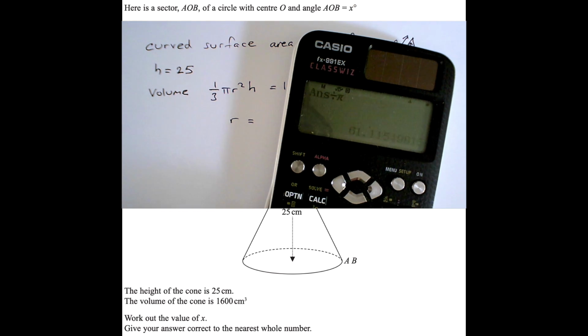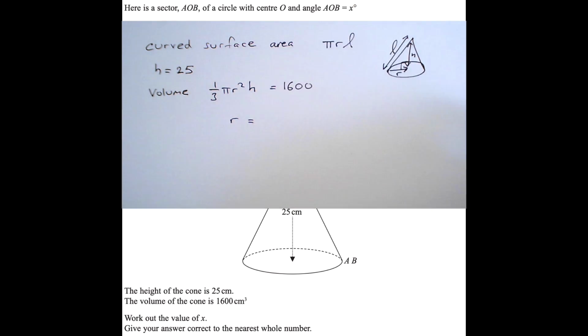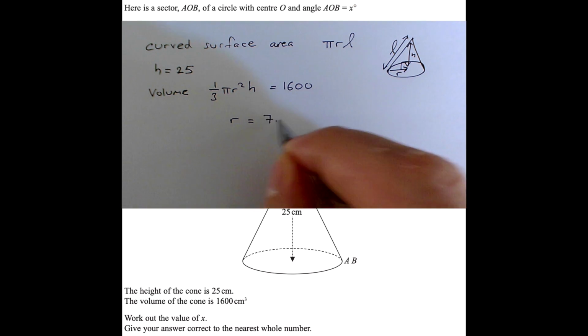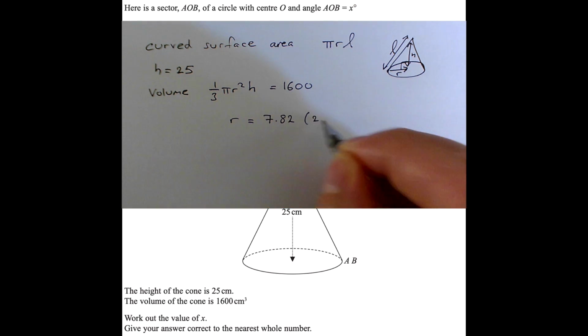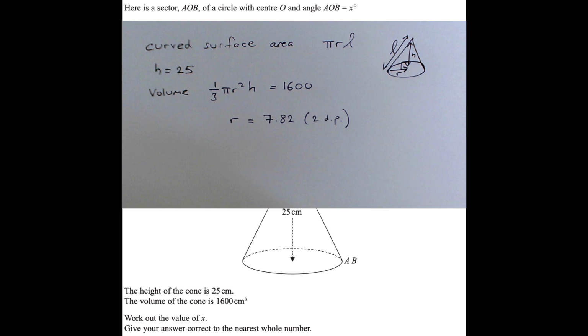Of course I could be writing this all down, perhaps I should be, but it's easy enough to see what we're trying to explain to the examiner. I'm trying to find the radius. I think the radius is 7.82 to 2 decimal places, but of course I'm going to keep these numbers as exact as I can in the memory of my calculator. So I'll put that into memory A, and I can use that later on.